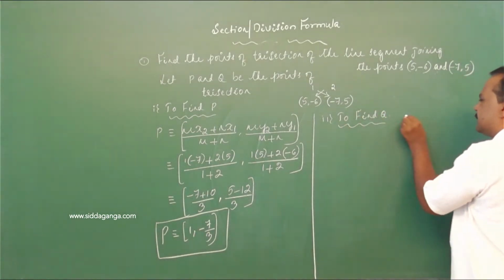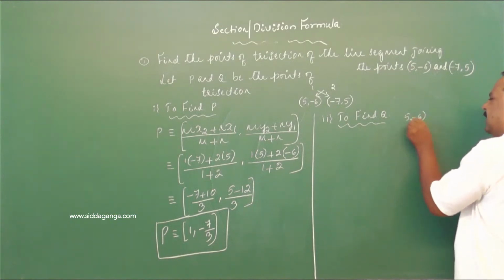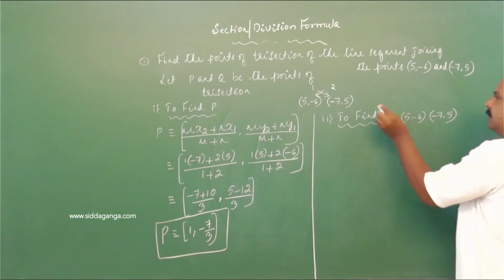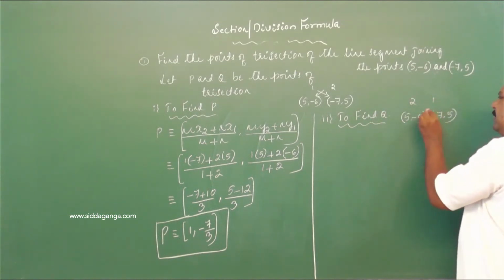Okay, so same points, 5, -6 and then -7, 5. What is the ratio now? 2:1.